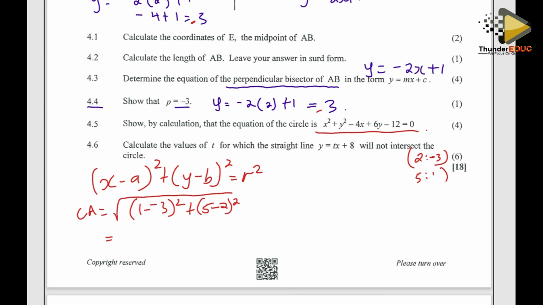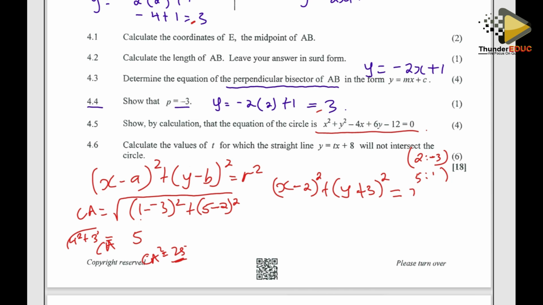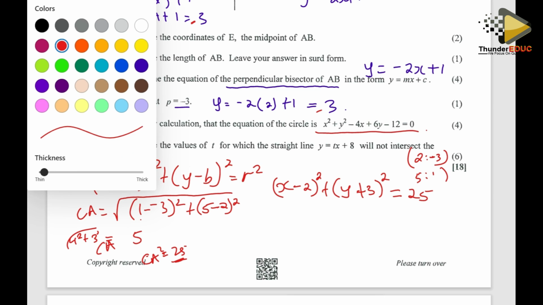So it's going to be 1 minus 3 squared plus 5 minus 2 squared. When I punch that into the calculator, I get 5, because this is going to be 4 squared and this is going to be 3 squared, under the square root. So our CA is 5, and then CA squared is going to be 25. So do the substitution: x minus 2 squared, and then y plus 3 squared, we switch the sign because that's a negative, is equal to 5 squared, which gives me 25.